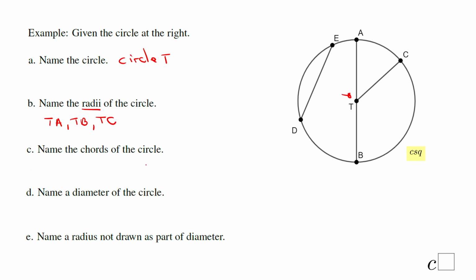Name the chords of the circle, and we notice here DE is a chord, both endpoints on the circumference. But we have one more. The diameter itself is a chord. Just to emphasize, diameter is the longest chord, in case you need that. Name a diameter of the circle, already said, AB. Name a radius not drawn as part of a diameter, so that will be TC.